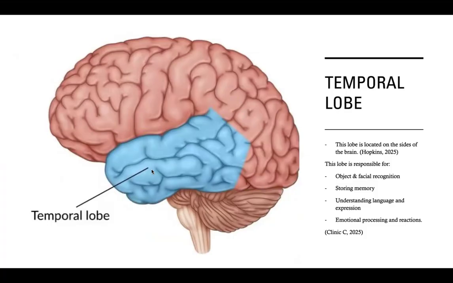Finally, this is the temporal lobe. The temporal lobe is located on the side of the brain. It's responsible for facial recognition, like the occipital lobe, storing memory, and understanding language and expression. Without this part of the brain, you wouldn't be able to process your emotions and your reactions, and you wouldn't be able to remember people's faces. You wouldn't be able to remember anything. So if someone's memory were to get messed up, it would be because the temporal lobe has an issue.